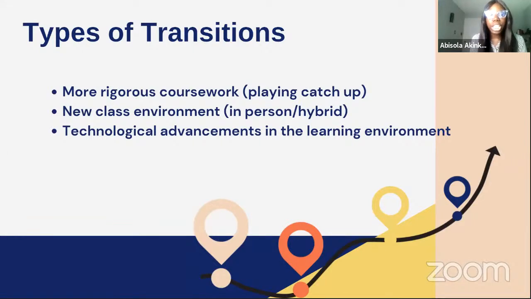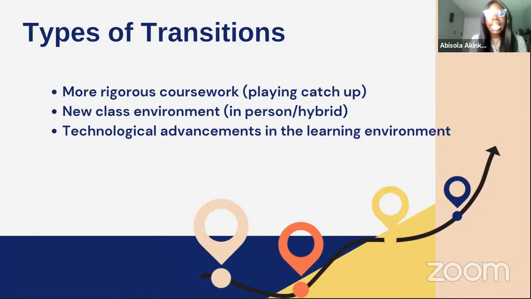The second transition is a new class environment. So we are going from most likely all virtual to now all in person or partially in person. And so that new class environment is a transition for students. They have been home all day with their family for a little over a year. And now they're quickly transferring back to being in school. That is a huge environment change, which could affect their learning capabilities.